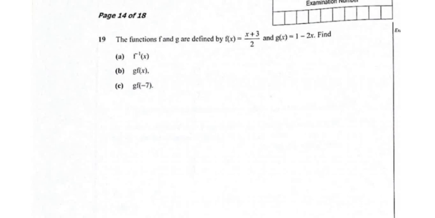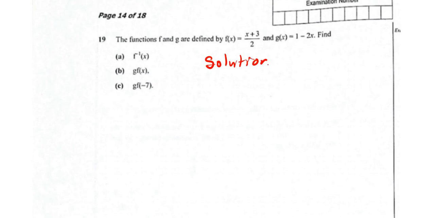In this video we are just going to look at a question from a 2025 past paper, under functions. The question reads: the functions f and g are defined by f of x equals x plus 3 over 2 and g of x equals 1 minus 2x. They are asking us to (a) find f inverse of x, (b) find gf of x, (c) find gf of negative 7. How can we go about that? So let's try to do our solution.